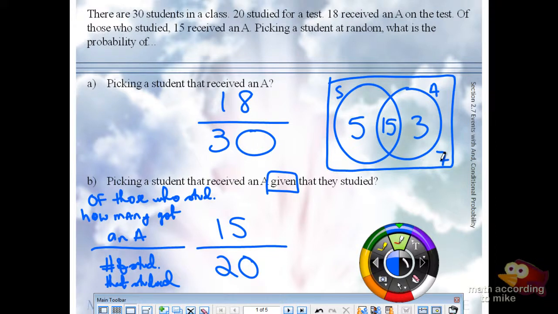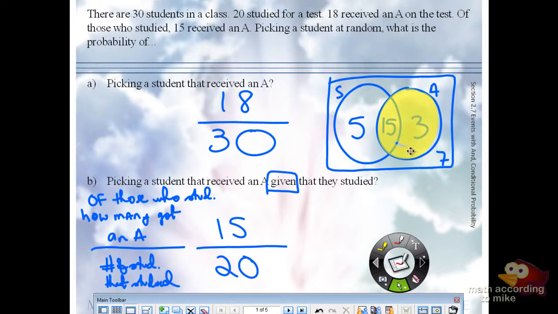So in part A and B, we're talking about people who got A's, but in part A, there's no condition. So in part A, you're saying out of all of them, how many received an A? Well, that's this entire portion here. 18 out of the 30 total. Well, we don't want that anymore for part B. Goodbye, highlights. Go over here. Oh, wait, you can be the sunshine.